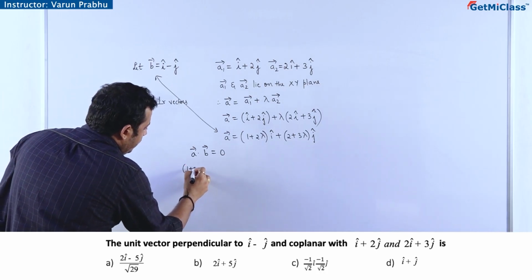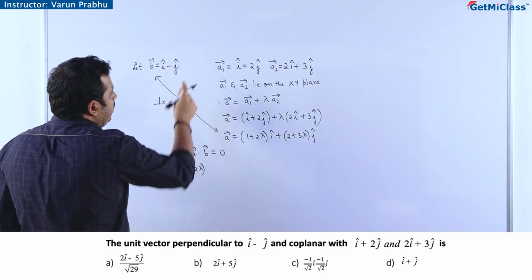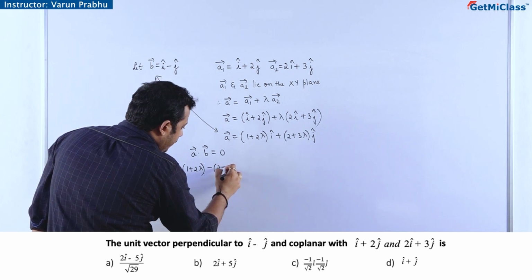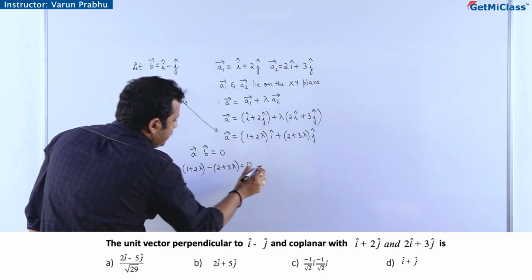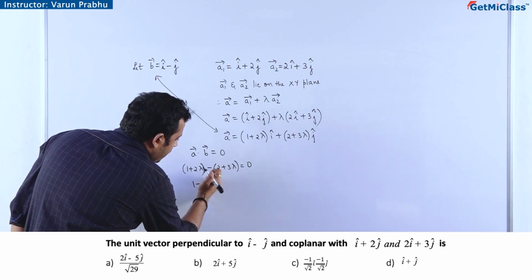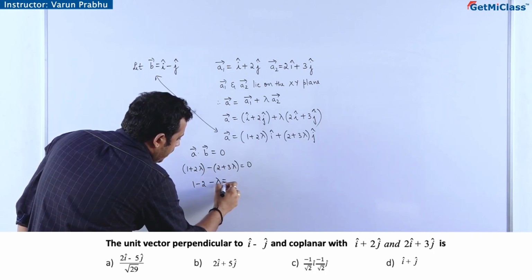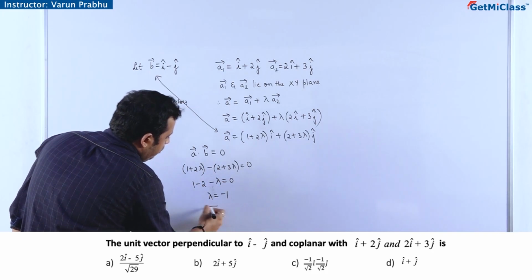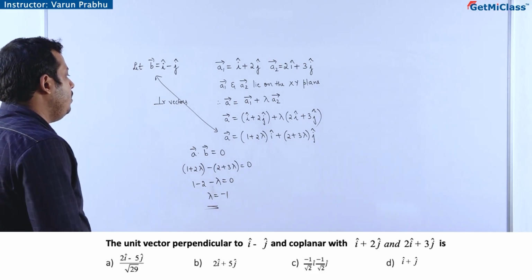So I can say (1 plus 2 lambda), i dot i is 1, minus (2 plus 3 lambda), that is equal to 0. So 1 minus 2 plus 2 lambda minus 3 lambda will be equal to minus lambda, that is equal to 0. So lambda is equal to minus 1, correct? Lambda is equal to minus 1.